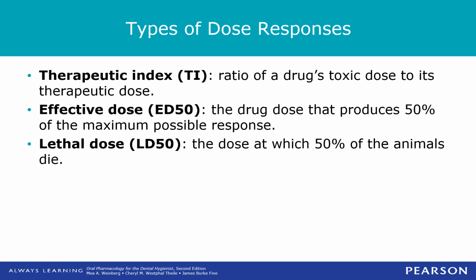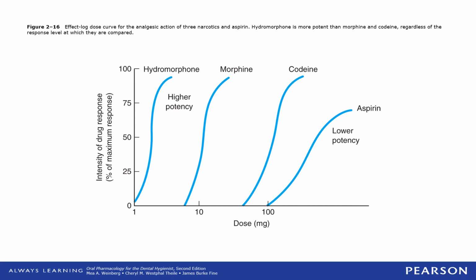What is the therapeutic index of a dose? It's the ratio of a drug's toxic dose to its therapeutic dose. The effective dose is the drug dose that produces 50% of the maximum possible response. The lethal dose, or LD50, is the dose at which 50% of the animals die. And figure 216 shows the effective dose curve for the analgesic action of three narcotics and aspirin.